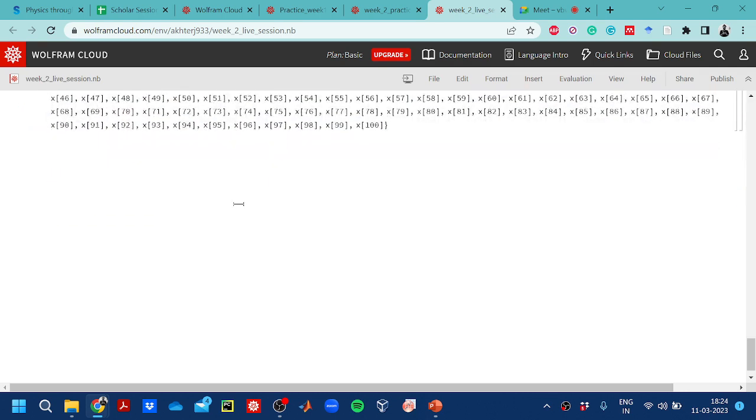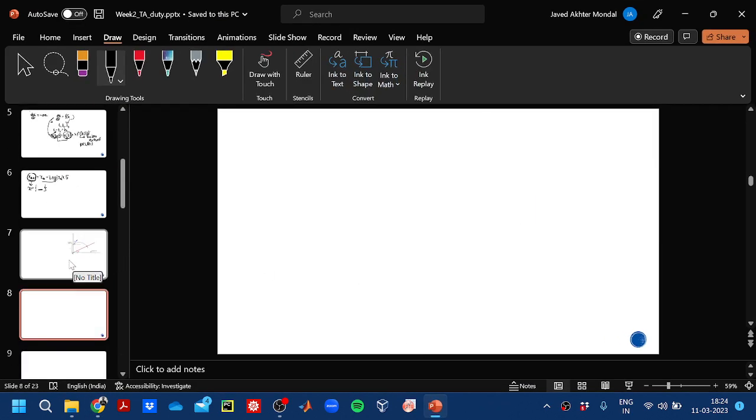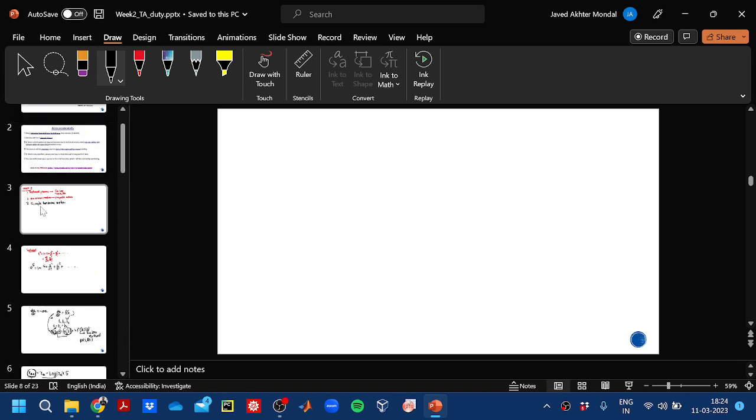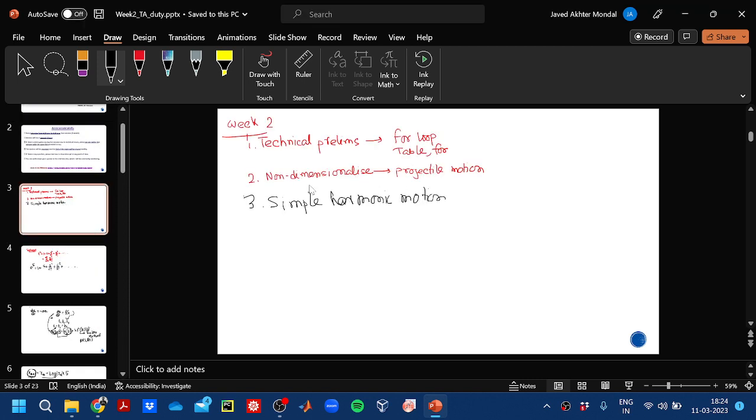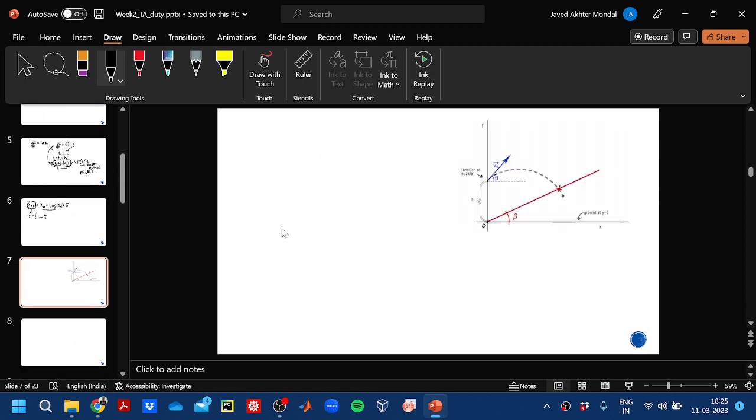So now let us talk about after this technical thing. We will now proceed, and we will solve some general problem on projectile motion, and then we will non-dimensionalize them, and we can see how the equations are behaving. So suppose we have this kind of projectile motion.